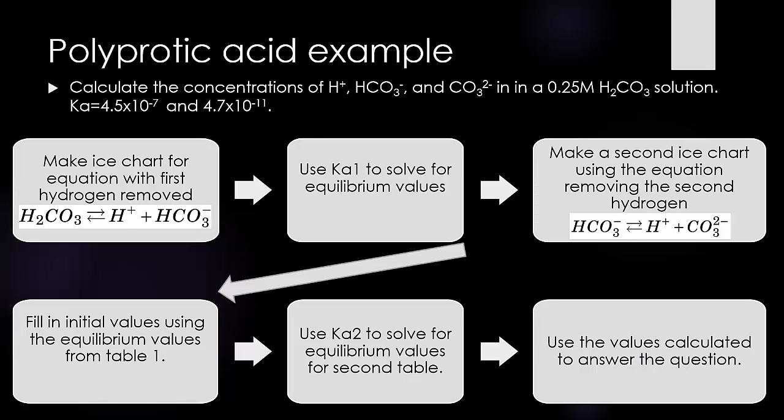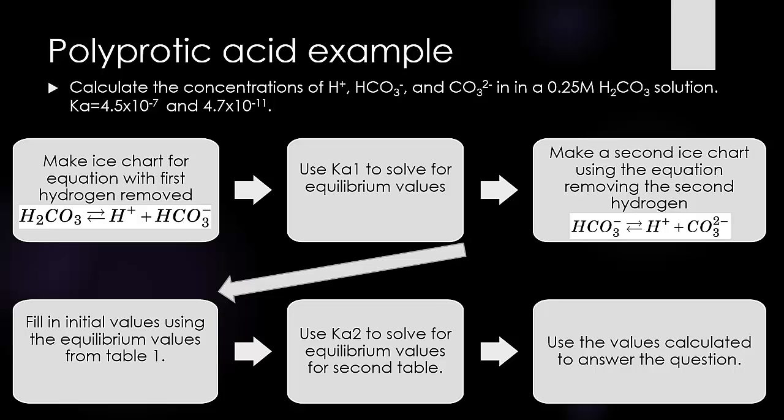Before we start this problem here, we need to have a bit of a map of where we are going, since it's a bit of a long problem. We'll start by making an ICE chart, as we normally would, for just the first hydrogen being removed. Just like for normal weak acids, we fill in the initial value and use Ka to solve for X and solve for our equilibrium values.